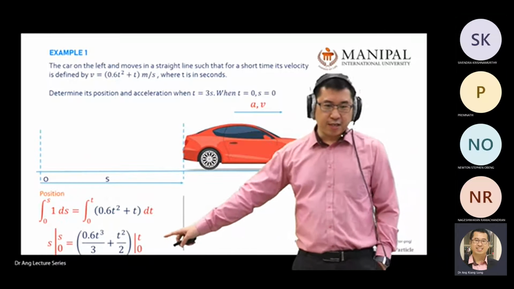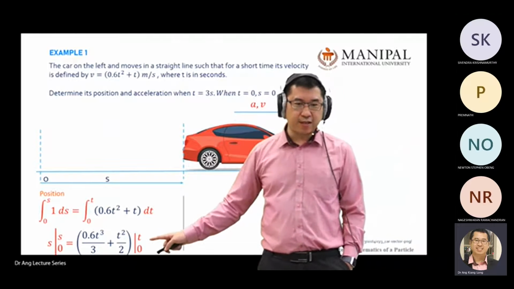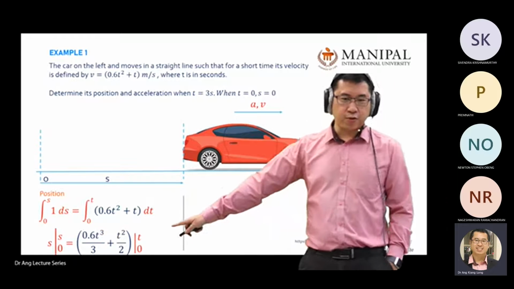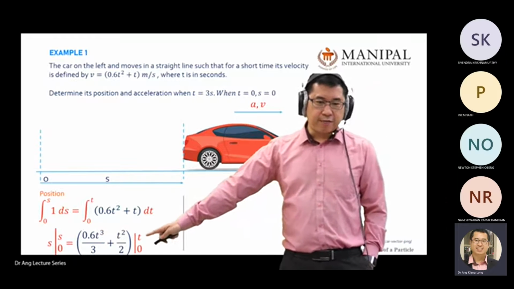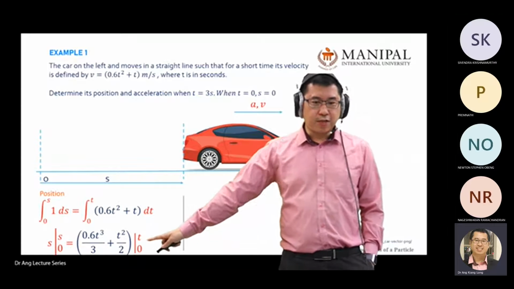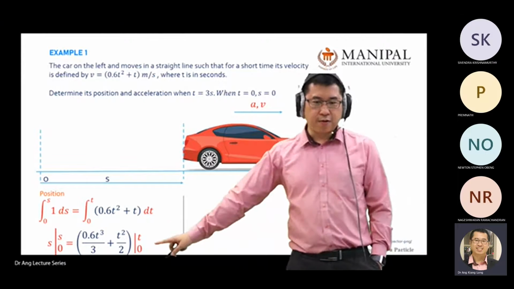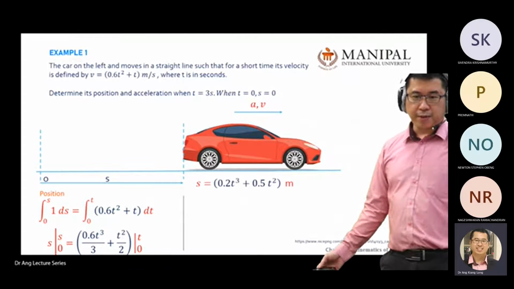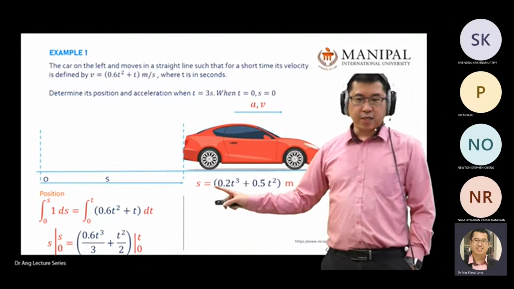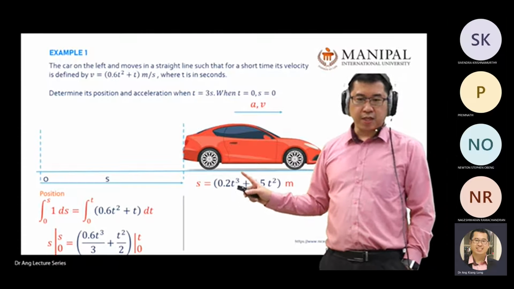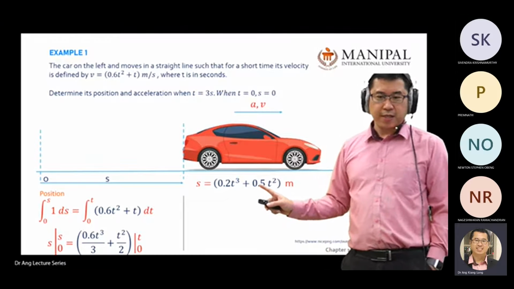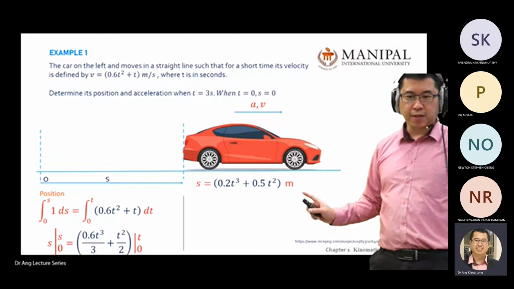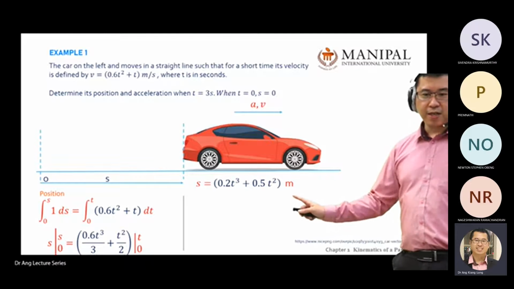Right, so this one, I'm just being kind to you. I show you the mathematics steps for your first tutorial. After this, I might not show you this one. So this is just a recall from your integration class. So from there, you'll get S equal to 0.2 t power 3 plus 0.5 t squared. Unit meter.